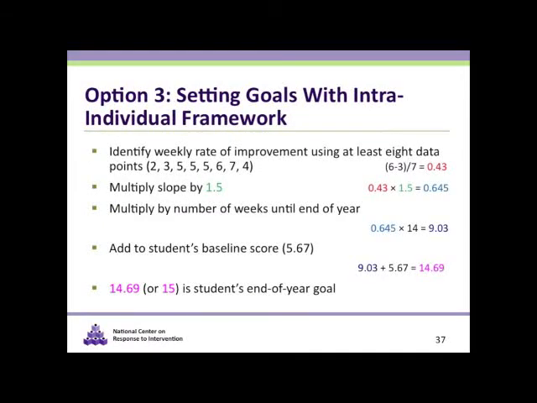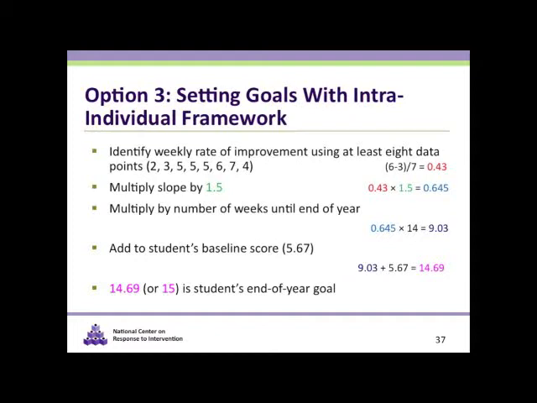For example, a student's first 8 CBM scores were 2, 3, 5, 5, 5, 6, 7, and 4. To calculate the weekly rate of improvement or slope, find the difference between the third median point and the first median point. In this instance, that's approximately 6 minus 3 equals 3. Since 8 scores have been collected, divide the difference by the number of data points minus 1. So, 6 minus 3 divided by 7 equals 0.43.